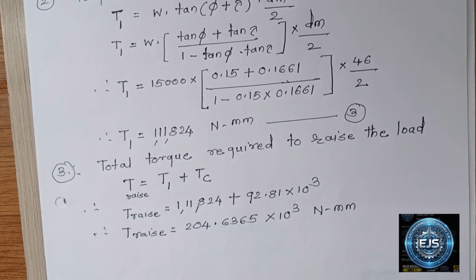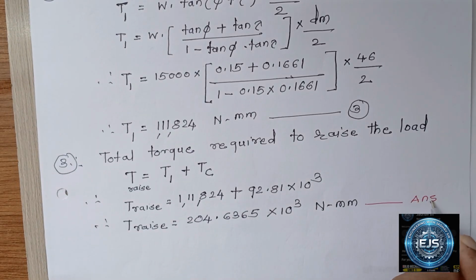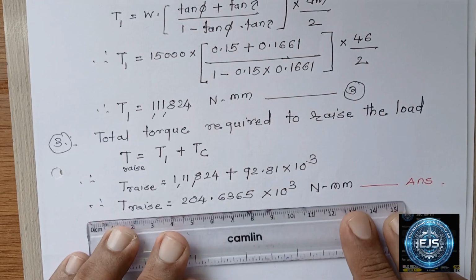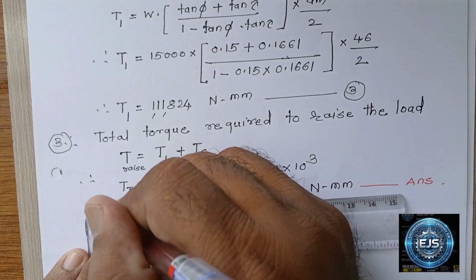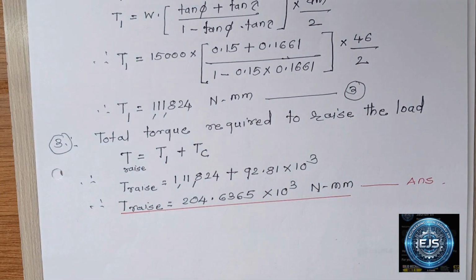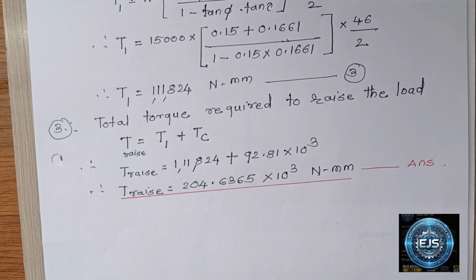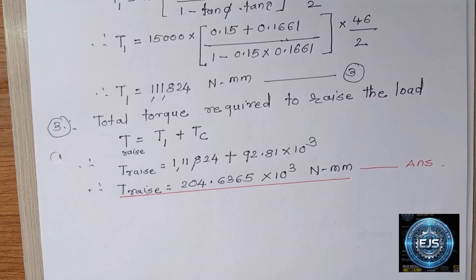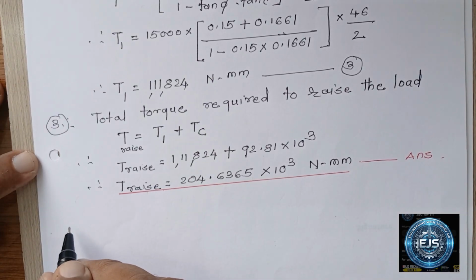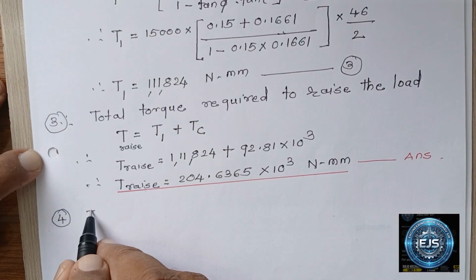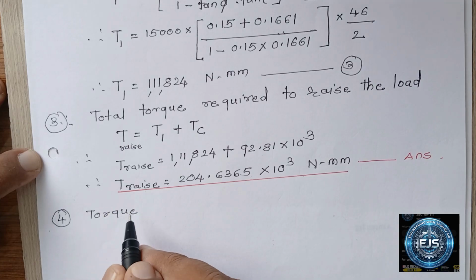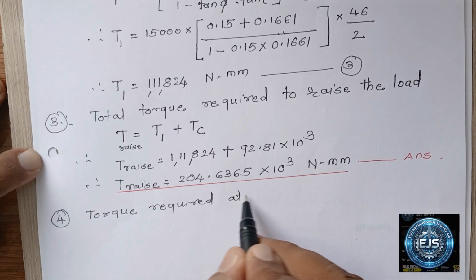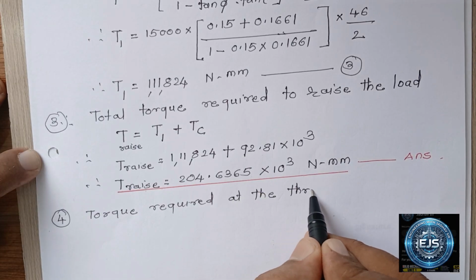This is our first required answer for this problem. The total torque required to raise the load in this problem is this. Now we have to calculate the torque required to lower the load. First, the torque required at the threads to lower the load.